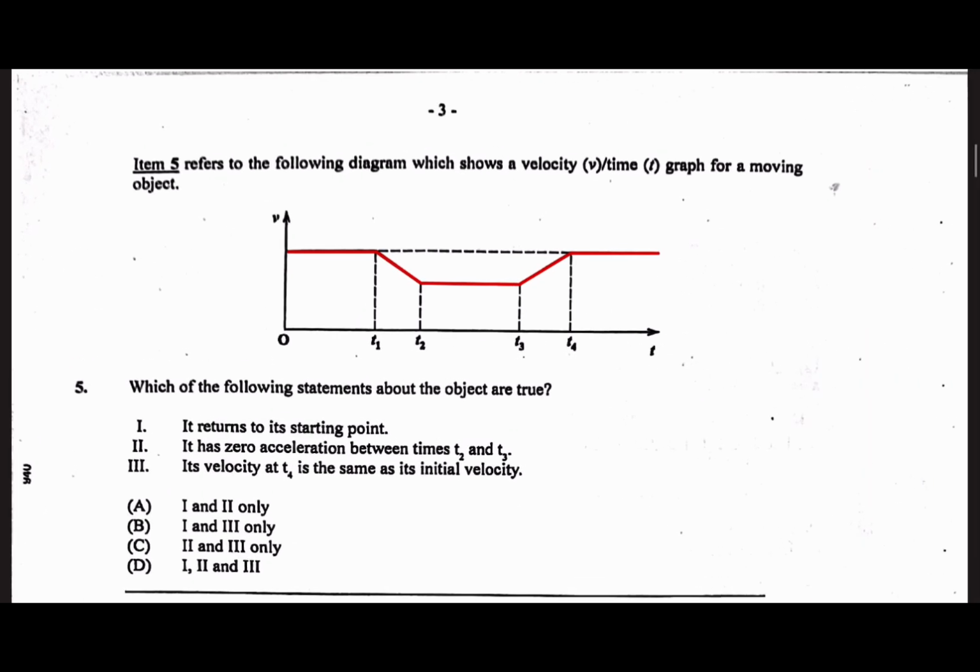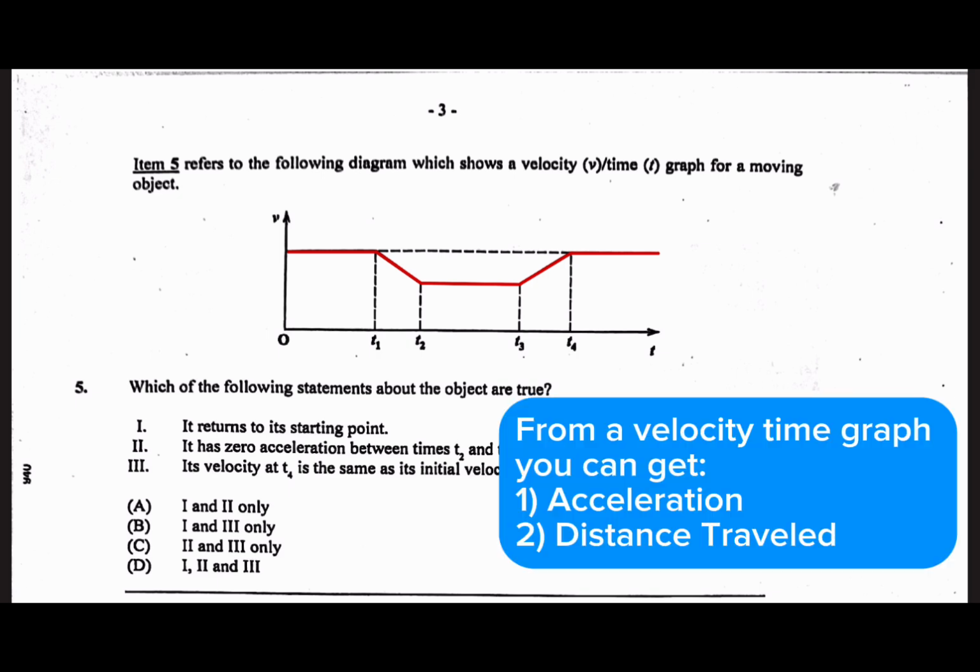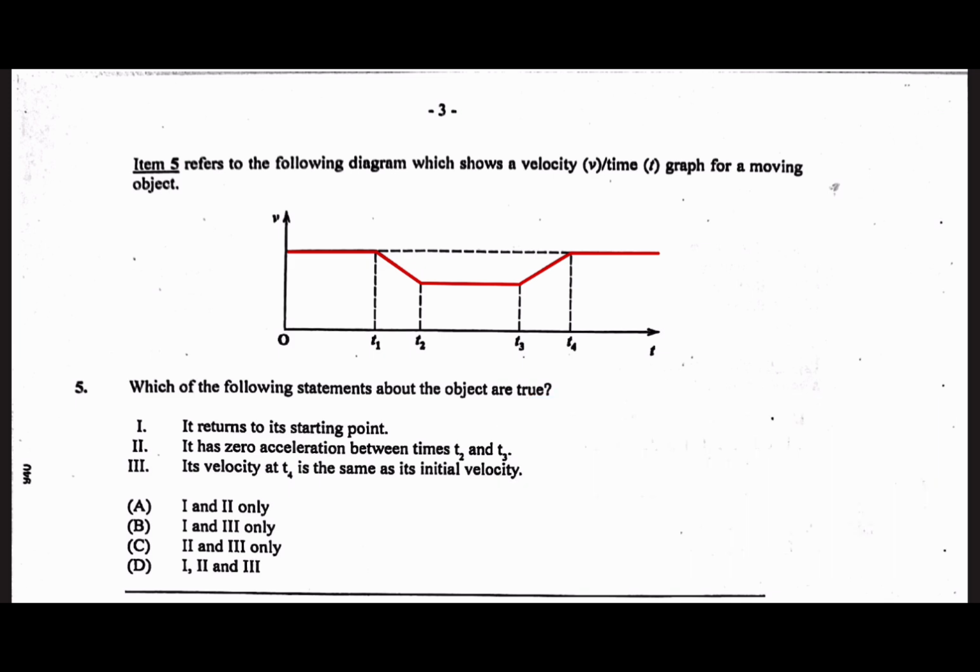Question 5. Which of the following statements about the object are true? So before I do that, I'm going to check out what graph I have. So I have a velocity time graph. The only thing I could get from a velocity time graph is either the acceleration or deceleration, or if I find the area under the graph, I can find the distance traveled. I could never infer the position of something by a velocity time graph. So this is definitely wrong.